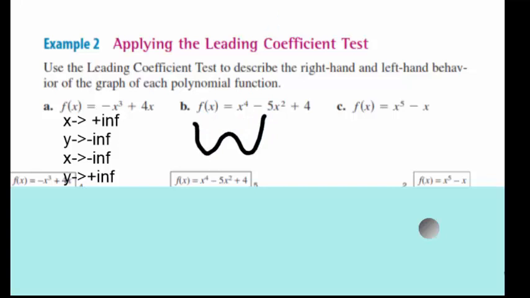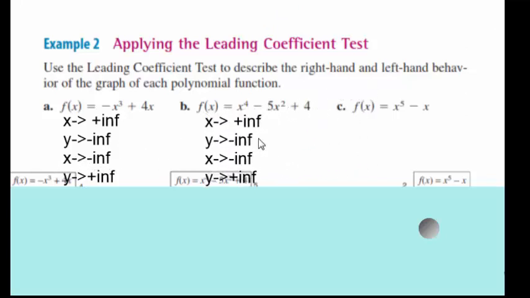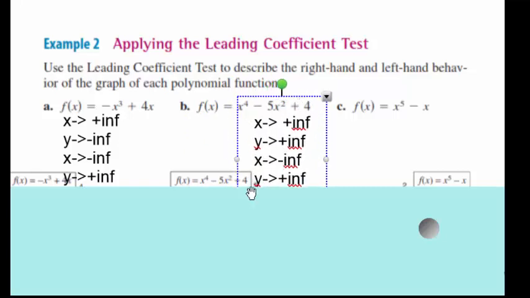So let's fill this guy out. When we think about x going to positive infinity, that means as x is getting bigger, so is y. So y is going to positive infinity. And as x goes to negative infinity, we got the same thing going on here, that y is going to go to positive infinity, because both ends open up on an even degree polynomial.